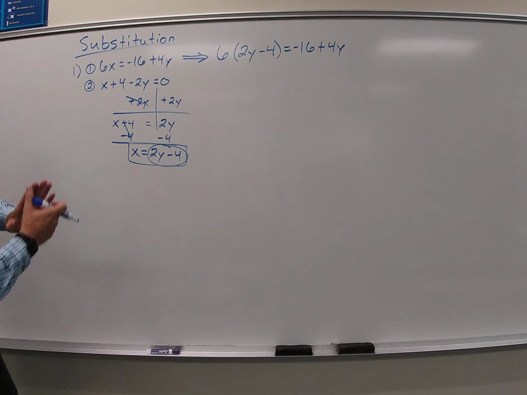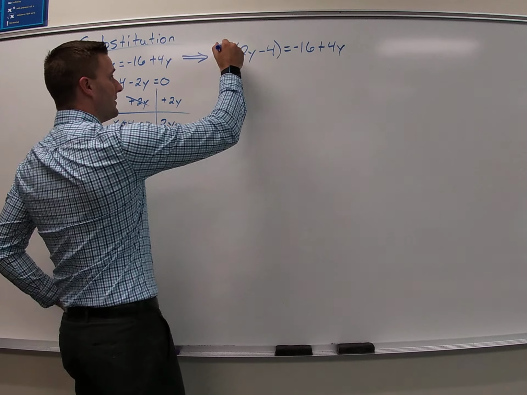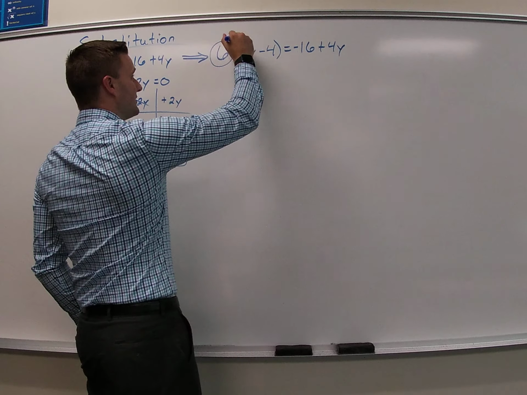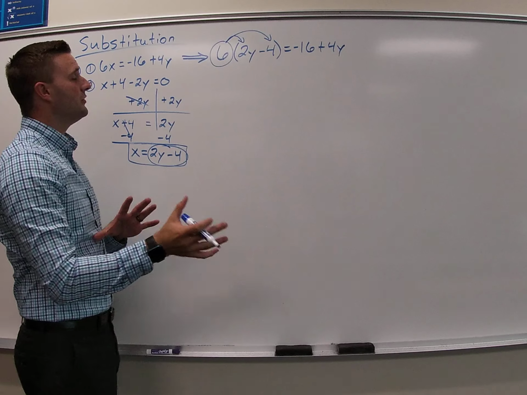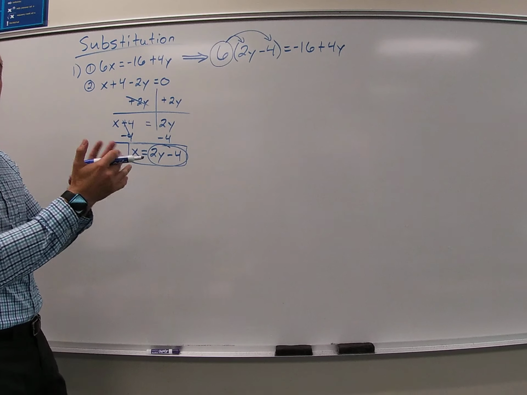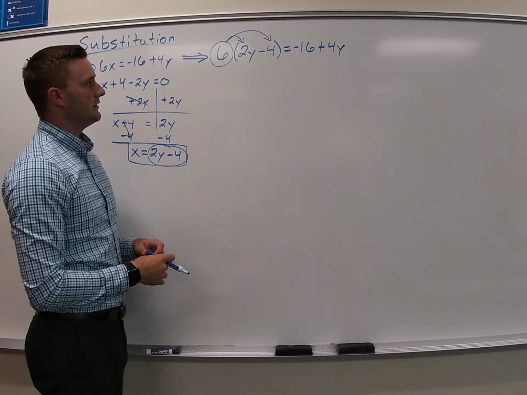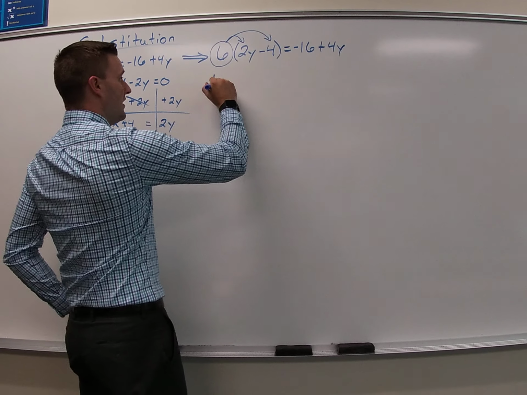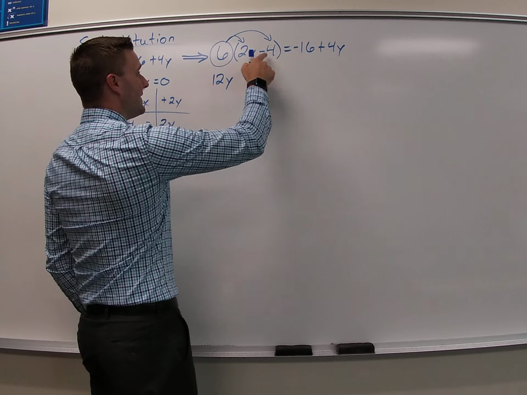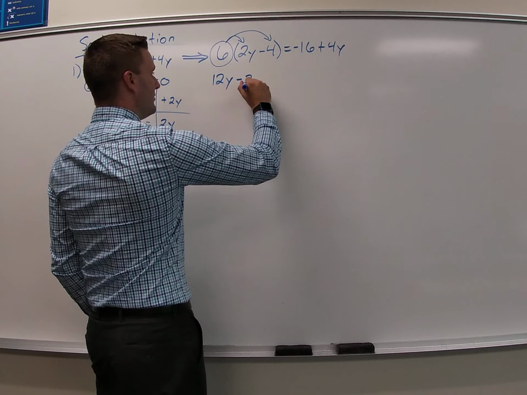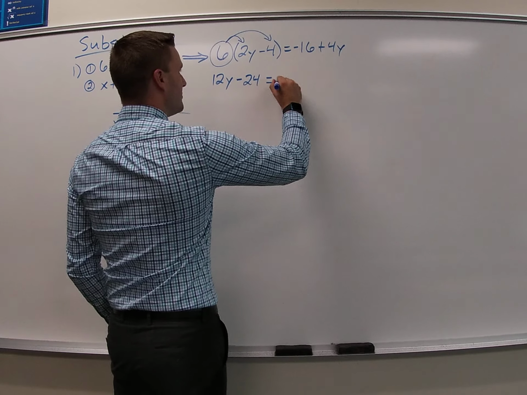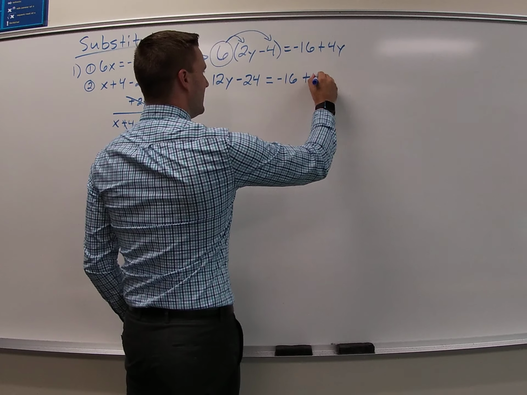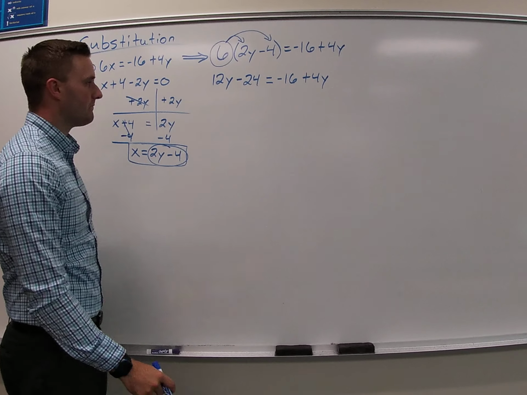When we see parentheses, that means we want to distribute. So I'm going to take this number on the outside, this positive 6, and I'm going to distribute or multiply that positive 6 to each term on the inside of the parentheses. 6 times 2y gives me 12y. 6 times a negative 4 gives me a negative 24. And this is equal to a negative 16 plus 4y.